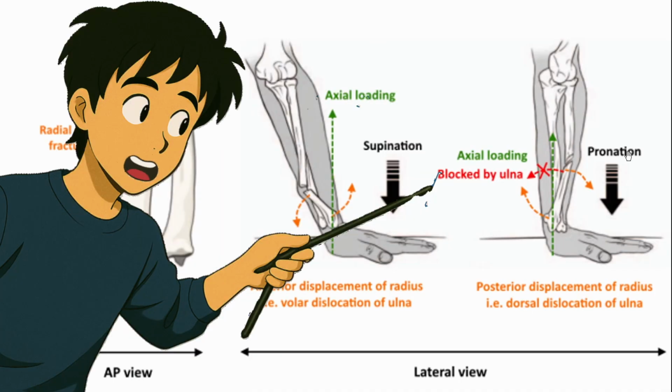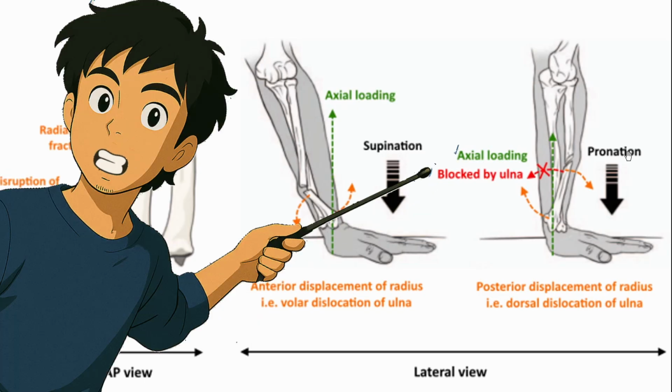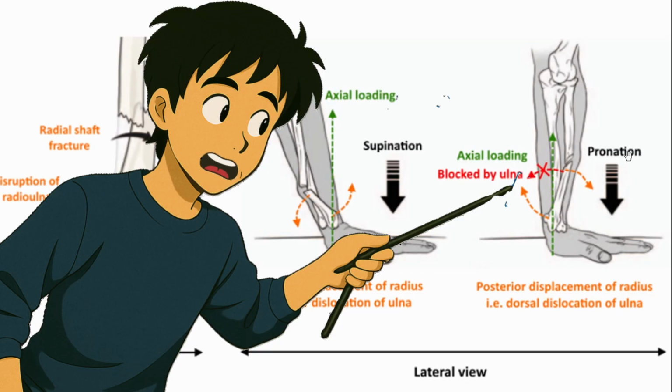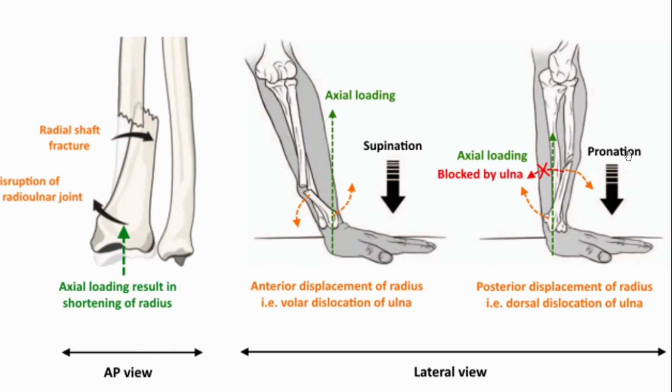But notice something interesting here, that the ulna blocks the radius from moving properly. That means the ulna is blocking the radius to move. Now if the radius is unable to move, what will happen? There will be dislocation of the joint. So that's why joint dislocation is more likely in this position. Okay, so this was about the Galeazzi fracture.